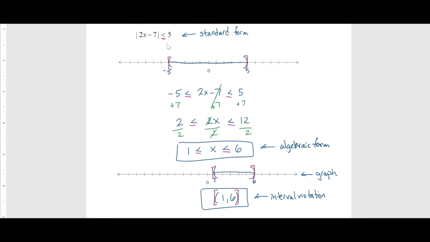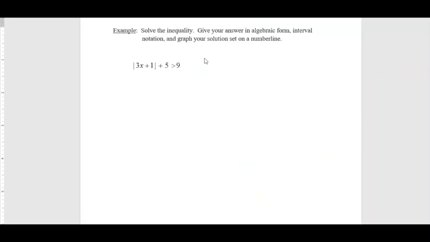Now let's look at an example with a greater than. Here we have the same directions. Now we have a greater than, but notice this is not in standard form. So before we can do anything else, we need to write this in standard form. And we do that by isolating this absolute value. So let's subtract 5 from both sides. Now we have standard form.